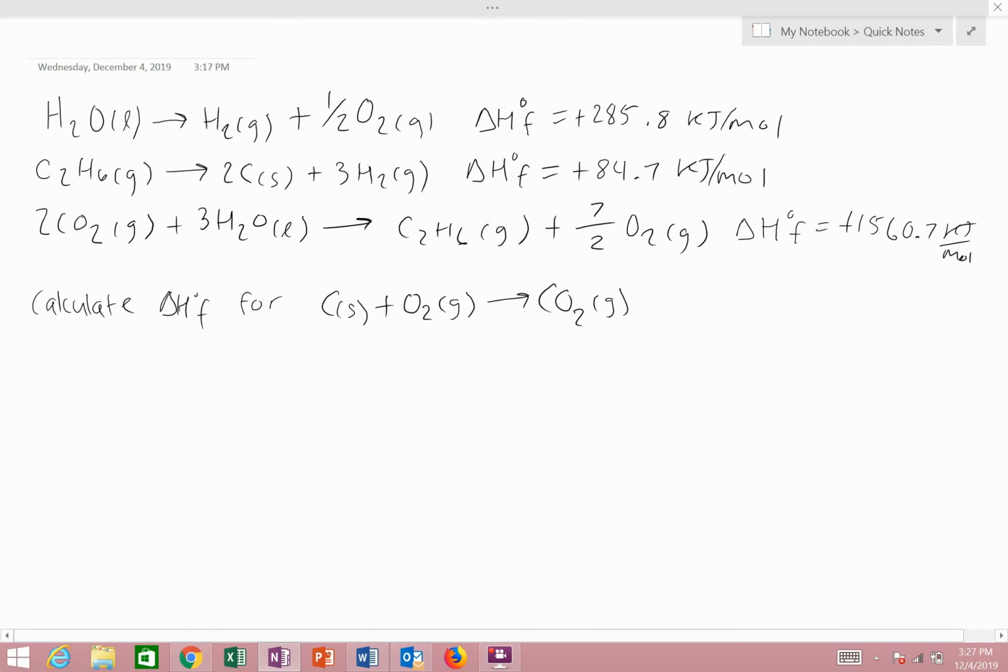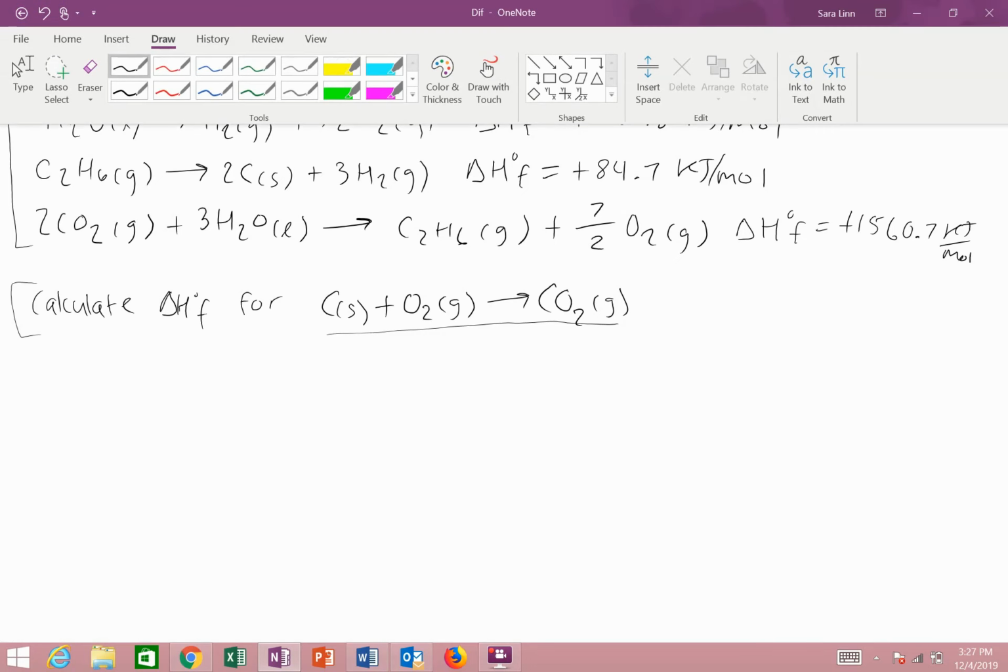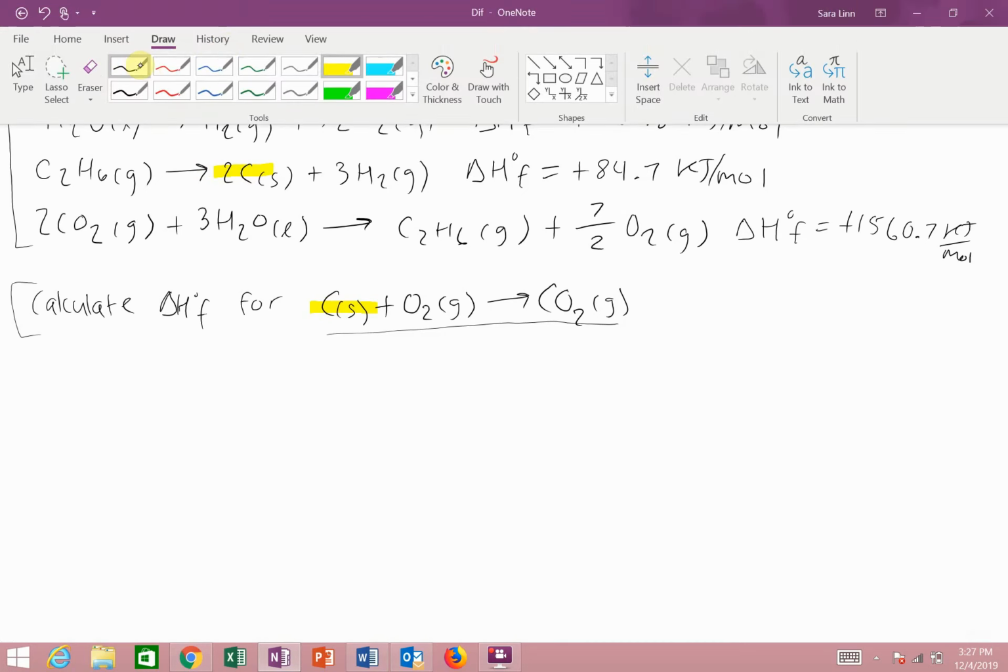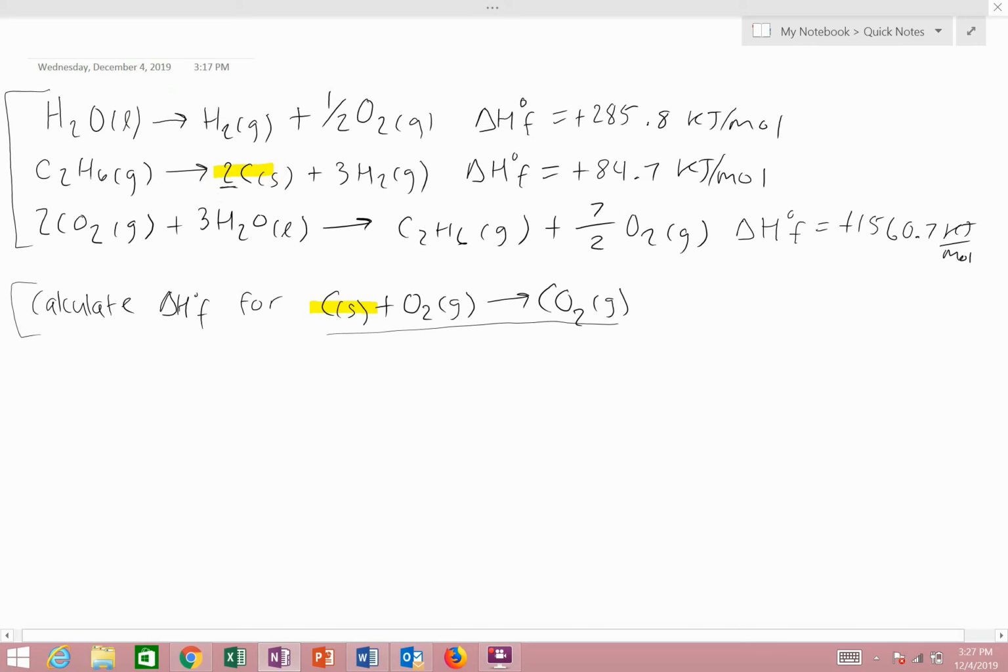So here, I'll try to keep this one a little more organized, but here we have 3 reactions, and we're trying to calculate the change in enthalpy of formation for this reaction. So first, let's start with what we usually do. We look at this reactant, carbon, and we try to find it in the equations above. So I notice that we have one right here, and that is it. I notice that we have twice as many carbons right here that we need, and it's also on the wrong side. So what we need to do is take this equation, and I'll put it in red.